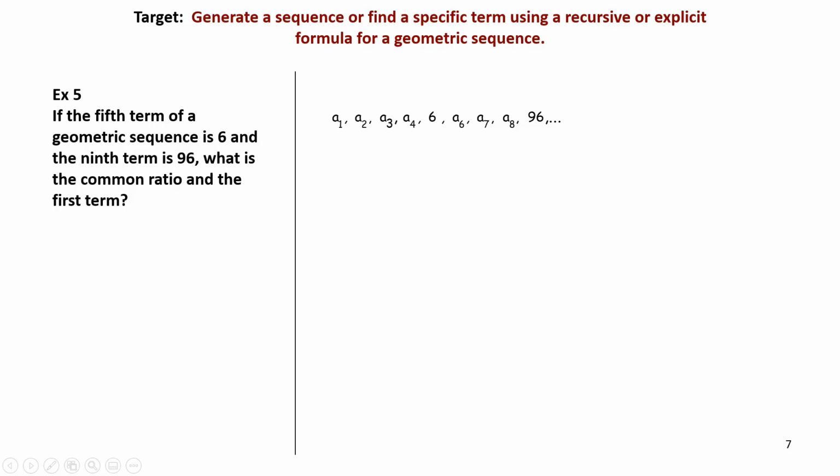I think we got one left here. What do we got here? It says if the fifth term of a geometric sequence is 6, so there you can see it, a sub 5, and the ninth term is 96. There we go, so there's a sub 9. What is the common ratio and the first term?